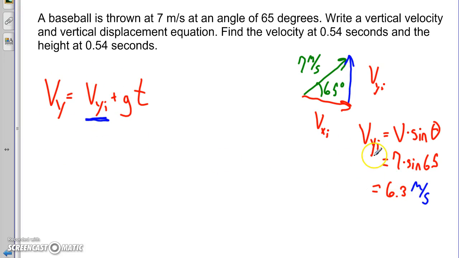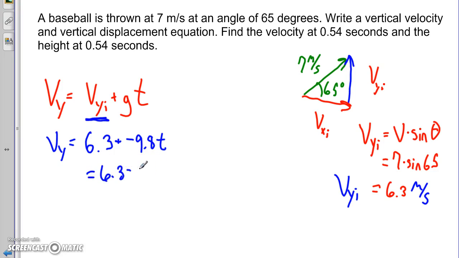Once you have the vertical component, it's really important to keep this around, because we're going to use this twice. But yeah, this equation is going to be Vy equal to Vyi, which is 6.3. That's what we just discovered over here. 6.3 plus g, which is negative 9.8, times t. So if you want to make it look a little nicer, you can just put 6.3 minus 9.8t. Again, this is an equation, this is a function that describes velocity as a function of time. You plug in a time, you're going to get a velocity back out. And so this describes the velocity of that object at any point in time.